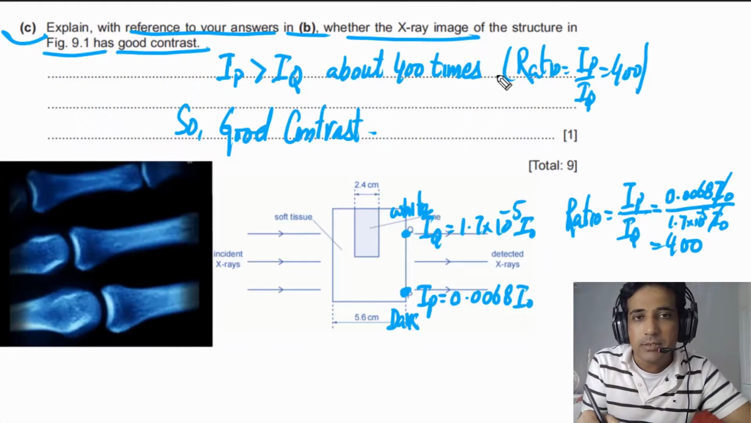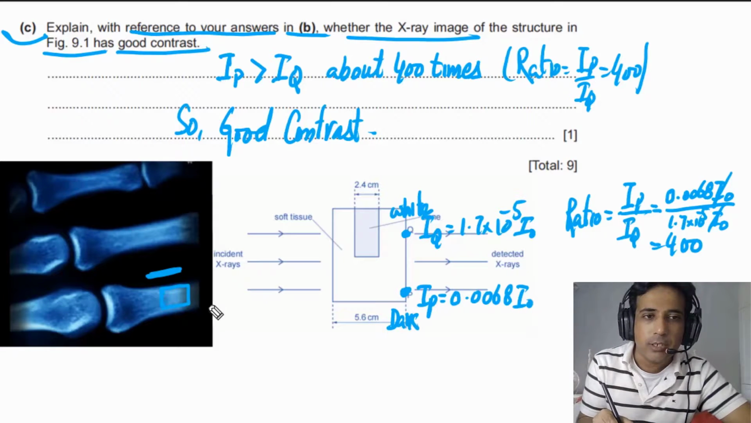And there is a big difference between this part and this part. So we will have good contrast. It simply means that you have the white part and the dark part. So this will give you good contrast. If you look at this one, it has very good contrast. The dark part is very dark and the white part is brighter. So this has good contrast.